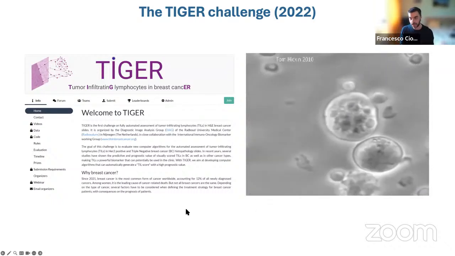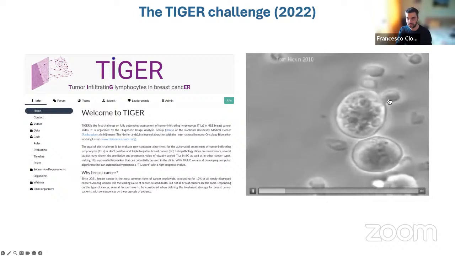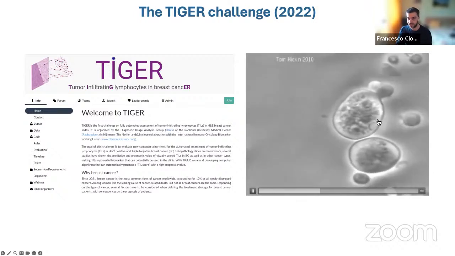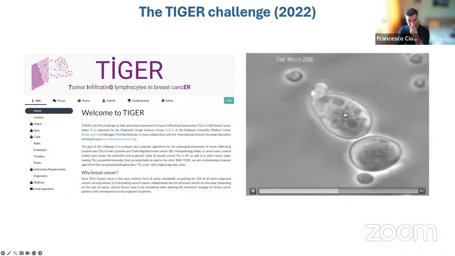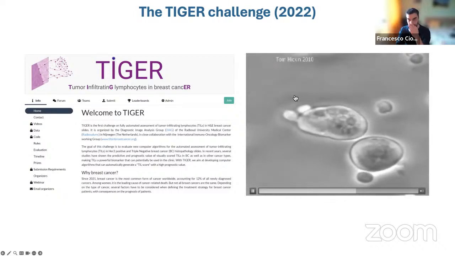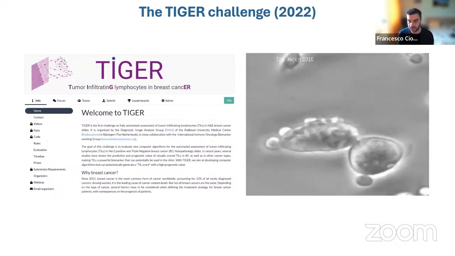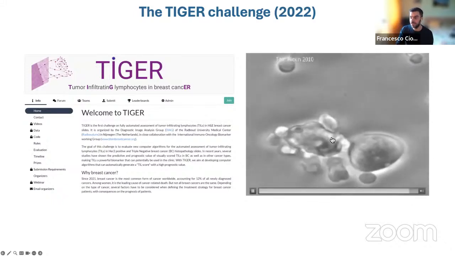So why are these TILs important? This is a video I found where these small cells here are the T cells, so the immune cells that are attacking tumor cells. And you see they actually detect the presence of tumor cells, and then they approach it and they start kicking it quite hard until you see in the end that they defeat it.